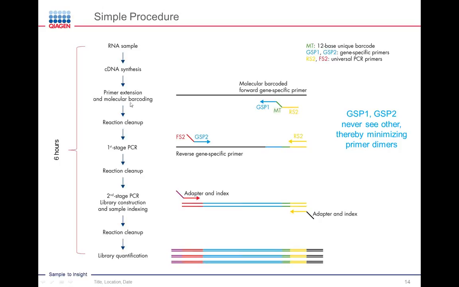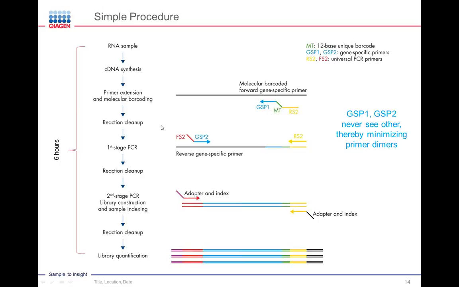After the cDNA synthesis step comes the primer extension and molecular barcoding step. This is where we are capturing all the cDNA molecules with these fancy primers. Those fancy primers consist of 3 different parts. You have the gene-specific sequence that will be complementary to the gene or genes that you're interested in enriching. This is followed by the 12 nucleotides for that molecular tag or molecular barcode. And then this is followed by a universal sequence that will be used for library construction. So in the first primer extension and molecular barcoding step, what we're doing is extending the cDNA molecules that we converted from the RNA sample.